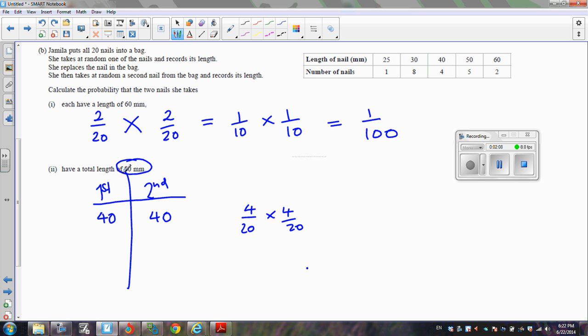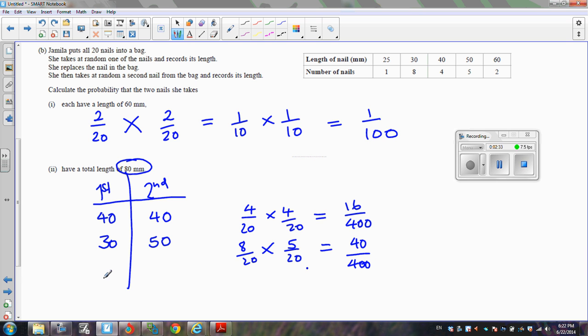Okay, another way of getting 2 nails with a total length of 80 is if the first one is 30 millimeters and the second one is 50 millimeters. Probability of 30 is 8 out of 20. Probability of a nail being 50 is 5 out of 20. And if we multiply those together, these two come out as 16 out of 400. These two come out as 40 out of 400.